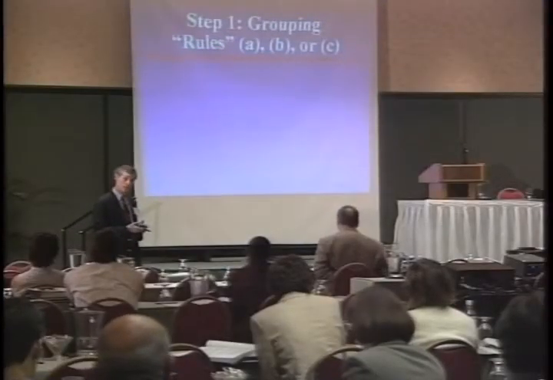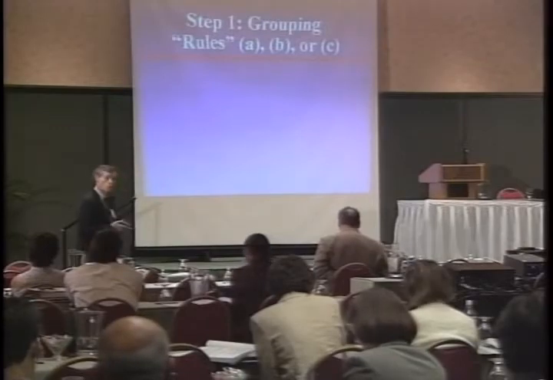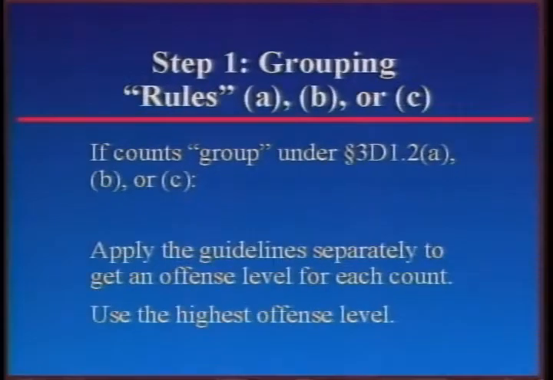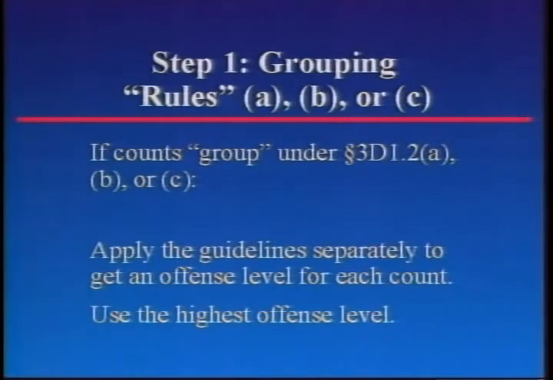If not, you've got to look at the rules A, B, and C and see if the counts will group there. If counts group under rules A, B, or C, you apply the guidelines separately to get an offense level for each count. And then you use the highest offense level. Now let me give you some examples and that'll explain what this slide is saying to you.